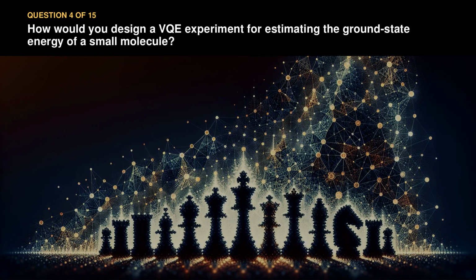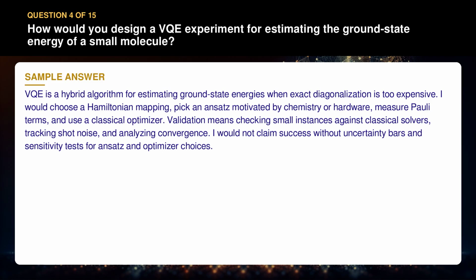Question 4. How would you design a VQE experiment for estimating the ground state energy of a small molecule? VQE is a hybrid algorithm for estimating ground state energies when exact diagonalization is too expensive. I would choose a Hamiltonian mapping, pick an ansatz motivated by chemistry or hardware, measure Pauli terms, and use a classical optimizer. Validation means checking small instances against classical solvers, tracking shot noise, and analyzing convergence.